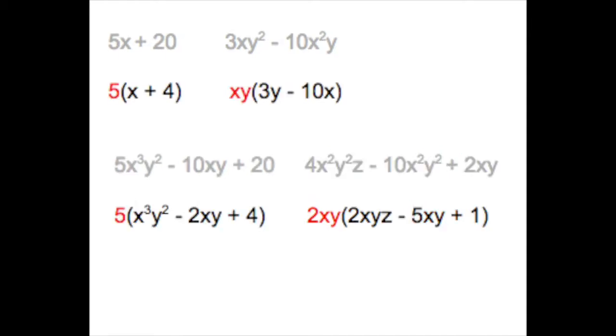Looking back at the 4 answers from this video tutorial, we can reflect that everything in red was the first step that we did. We determined the greatest common factor first, and that became our first factor. Then we used the distributive property in reverse to come up with the second factor, which is in black.